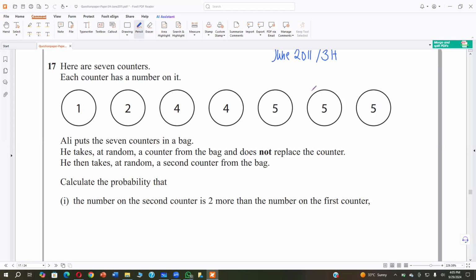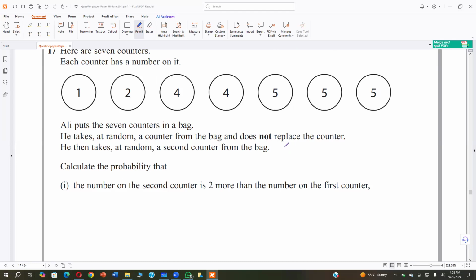Here are 7 counters. Each counter has a number on it. Ali puts the 7 counters in a bag. He takes at random a counter from the bag and does not replace the counter. Does not replace means it's a probability case without replacement. He then takes at random a second counter from the bag. Calculate the probability that the number on the second counter is 2 more than the number on the first counter.